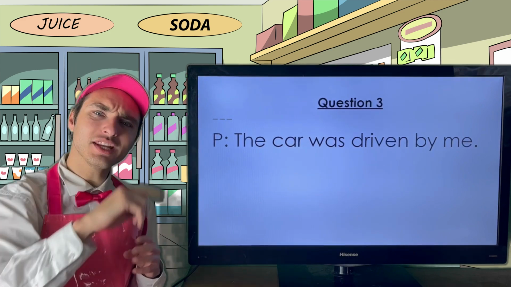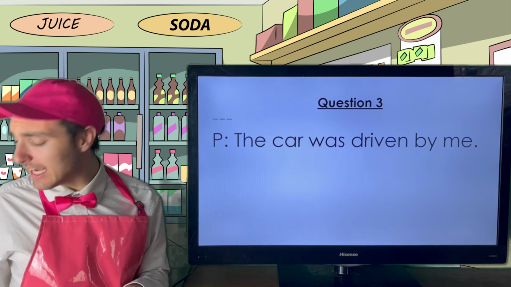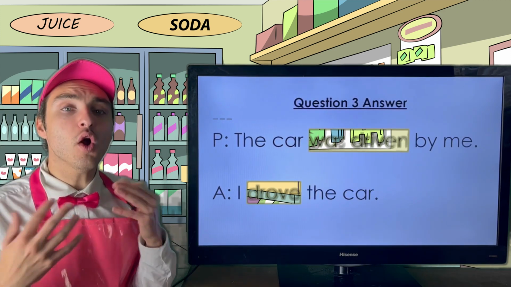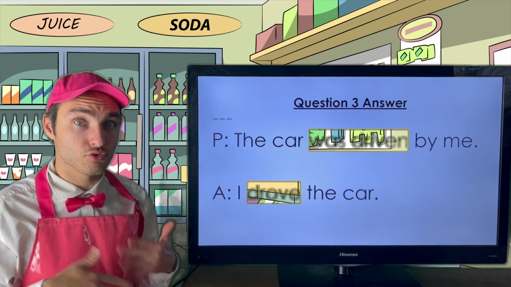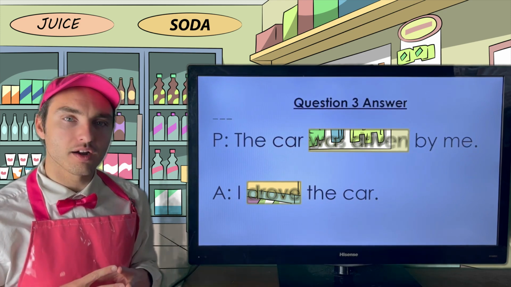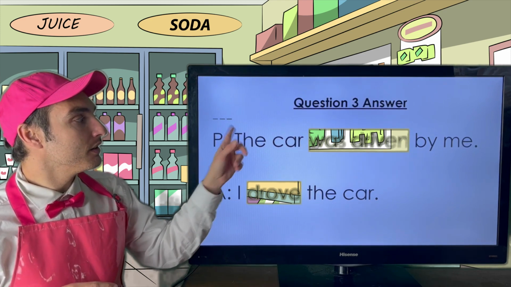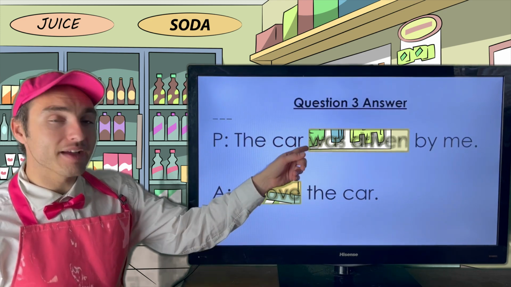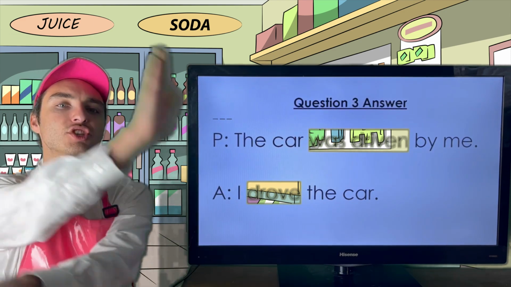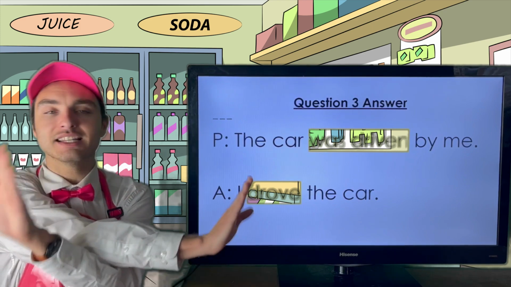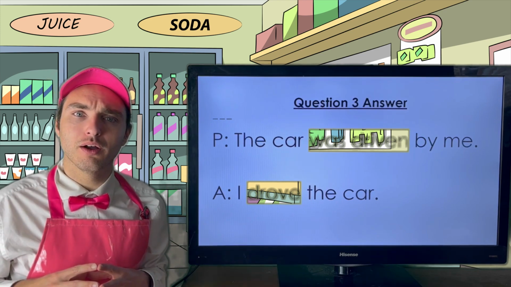Okay, grammar goodies, what did you get? Make sure that you're putting your answers into the comment section. The correct answer to this is, I drove the car. Here we have the subject performing the main verb, which is drove, and then the object, the car. Before, in the passive voice sentence, the object is the car, the main verb was driven, but we have that to be verb in front of it, and then the subject, me. So you can see how we just flip the structure to get either active or passive voice. Let's go ahead and look at another example.